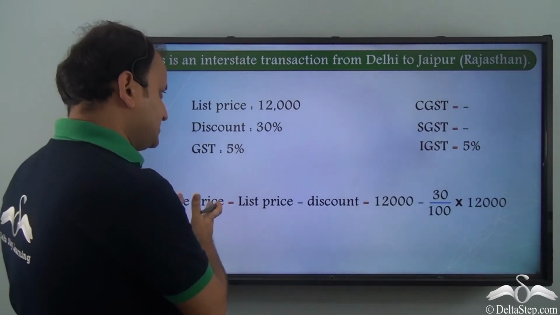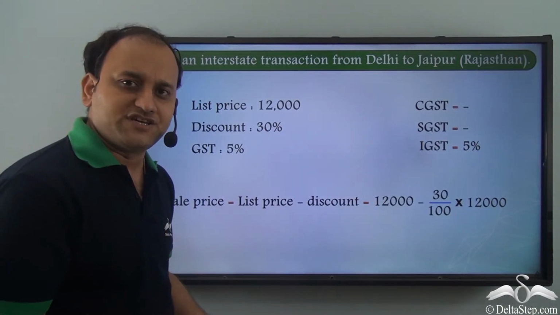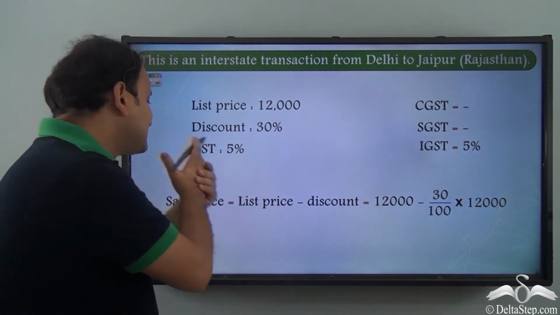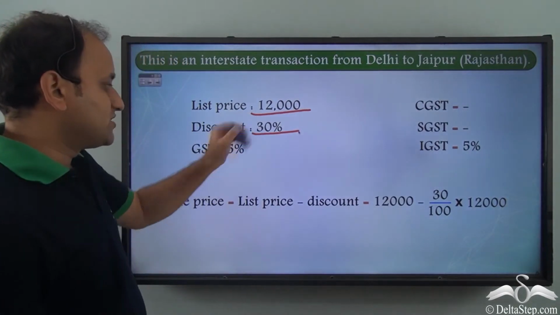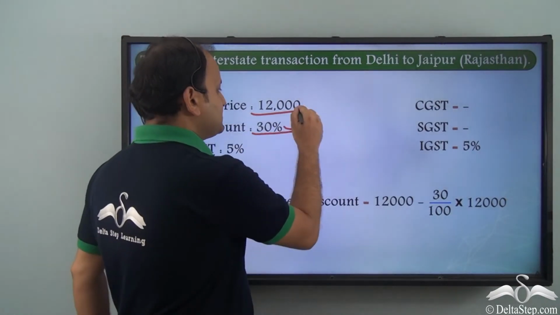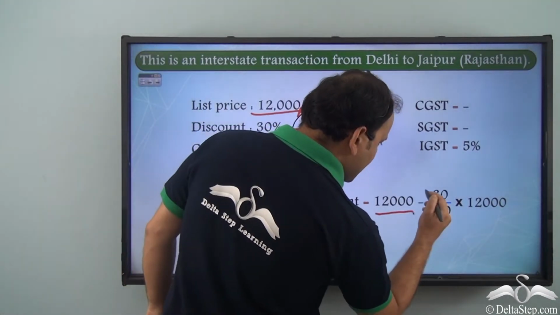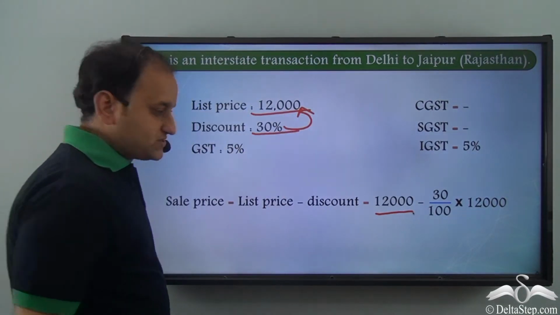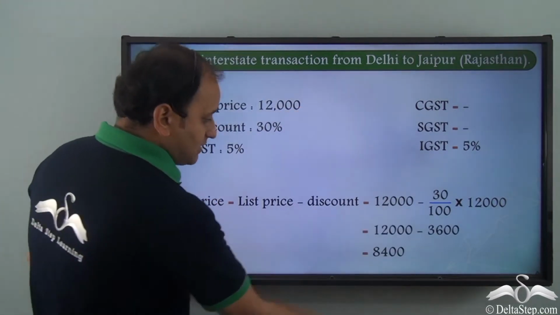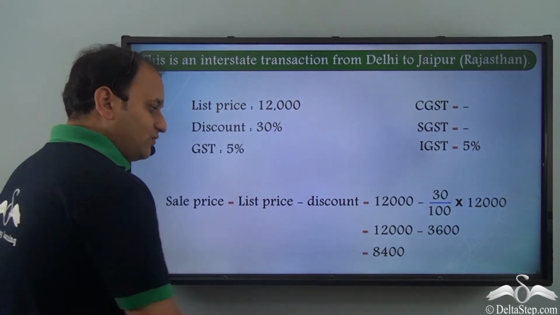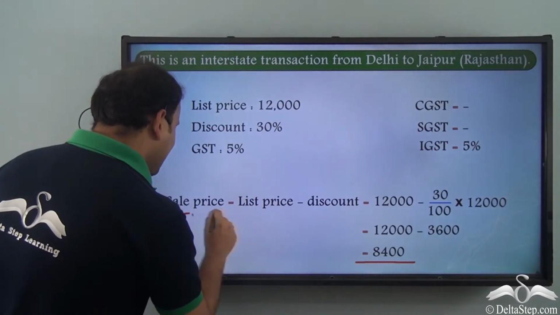Now, let's come to sale price, because only when we have the sale price we can calculate IGST or any kind of GST, because it is applied on the sale price. Now, sale price is nothing but list price minus discount. Discount is 30%. 30% of what? 30% of the list price. So, list price minus discount, that is 12,000 minus 30% of 12,000. So, 30 by 100 into 12,000. Now, this comes to 12,000 minus 3,600, which is 8,400.